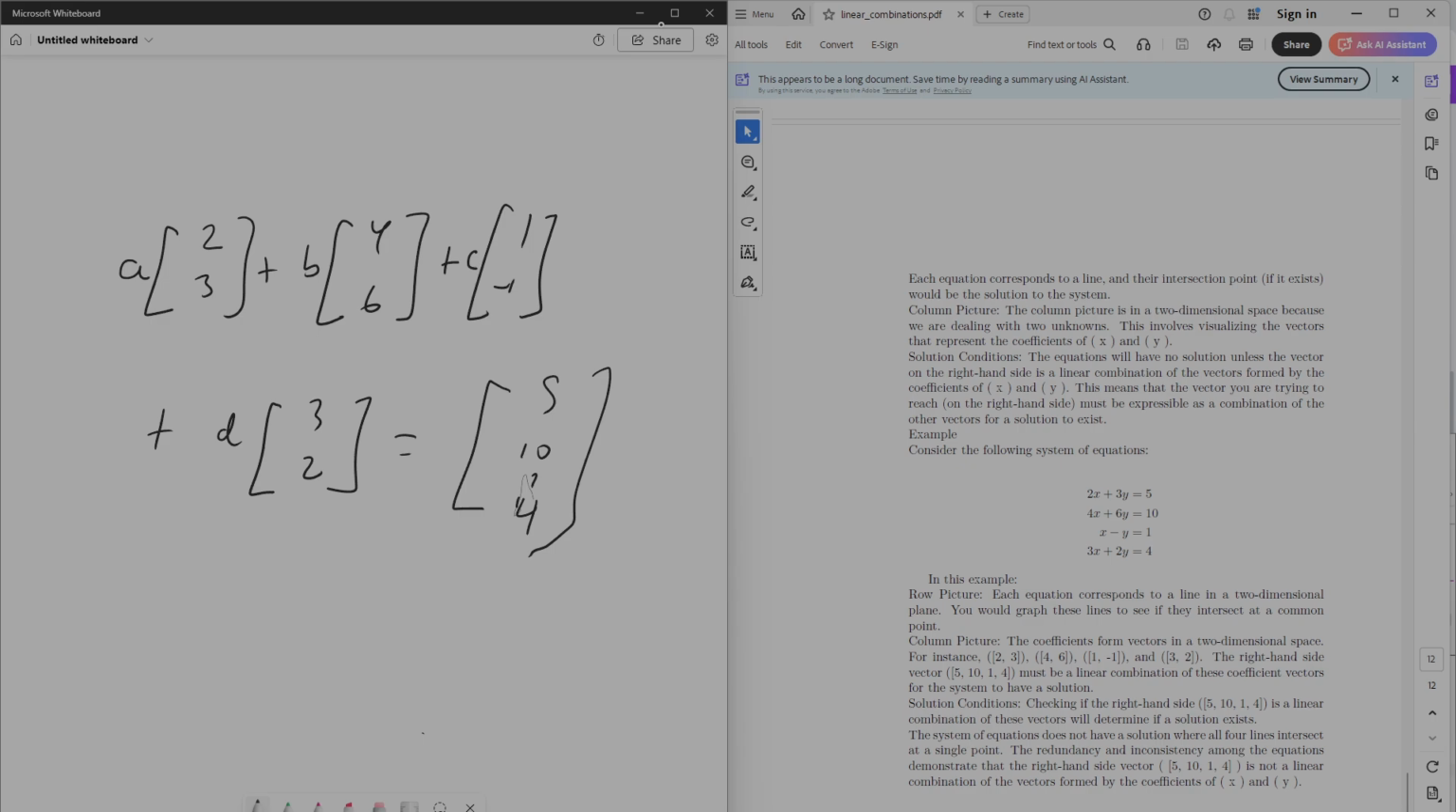In this particular system, if you solve it, you're going to find out that there is no solution where all four lines intersect at a single point. So the redundancy and inconsistency among the equations demonstrate that the right hand side vector, this one here, is not a linear combination of the vectors for x and y.